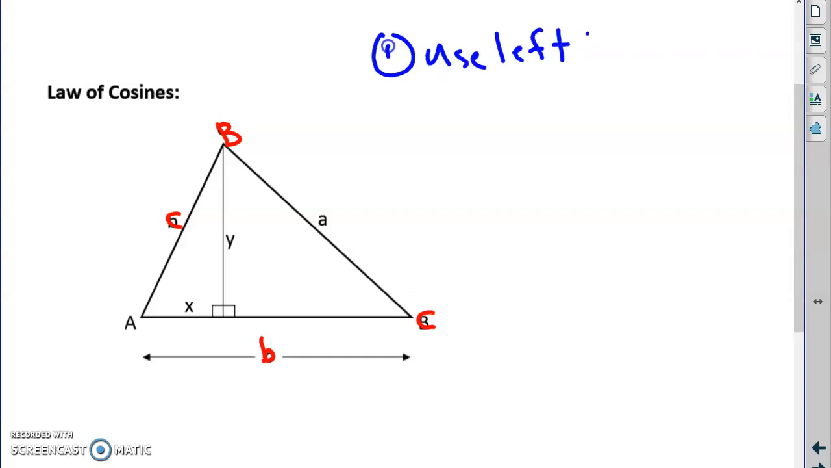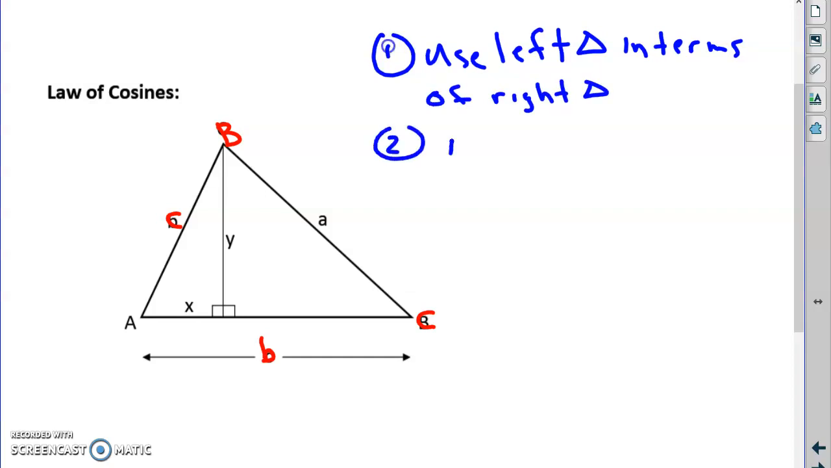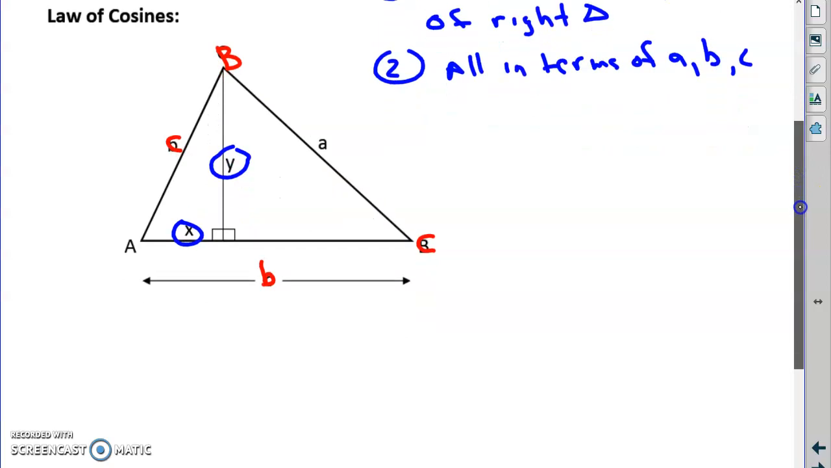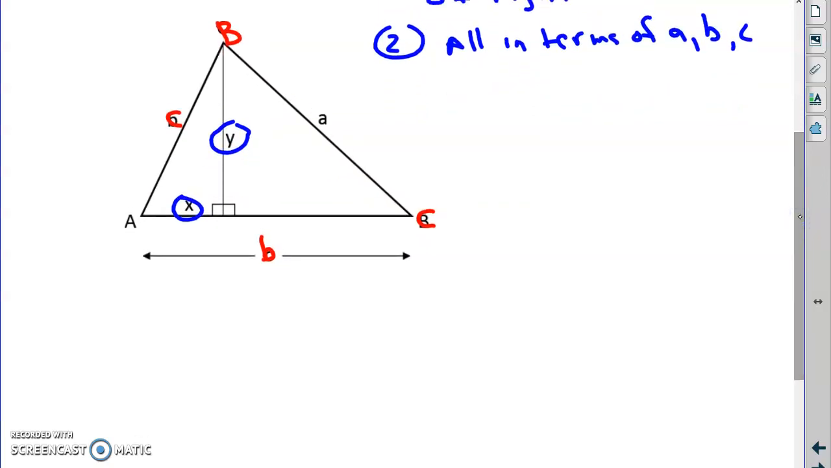Couple ground rules. One, we're going to use the left triangle in terms of the right triangle. And two, we're going to express all in terms of a, b, and c. No imaginary x, part of it, no altitude y. All right, let's create a couple nice, easy formulas to begin. I'm going to create something on this left side in green. I see a Pythagorean theorem. x squared plus y squared equals c squared.